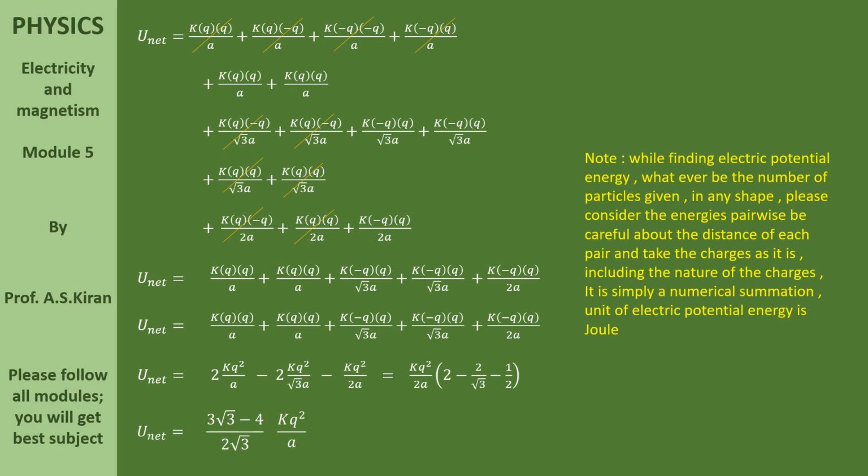While finding electric potential energy, whatever be the number of particles given in any shape, please consider the energies pairwise. Be careful about the distance of each pair, and take the charges as they are, including their signs, including the nature of the charges. It is simply a numerical summation. Unit of electric potential energy is joule.